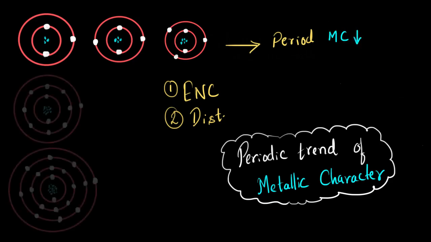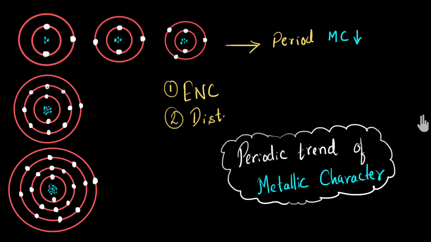Now as we go down a group, and this is where you need to be careful. As we go down, the effective nuclear charge increases, so it becomes harder to give away the electron. But the distance also increases, making it easier to give away the electron. So what happens? Well, it turns out the distance increases a lot, so it becomes much easier to give away the electron. So therefore, net, as we go down, it becomes easier to give away the electron, and therefore the metallic character increases.